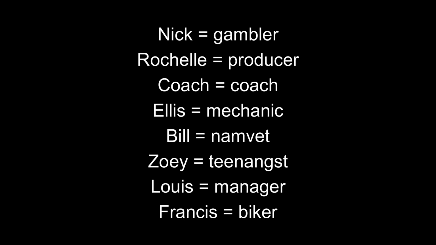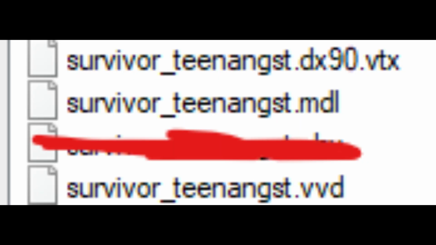Once it's loaded, click on the little magnifying glass to search for your survivor model. The model names for them aren't the same as their in-game names, except Coach, so the list of them can be seen on the screen here. For this tutorial I'll be using Zoe, so I type in survivor_teenangst, make a folder somewhere on your PC, it doesn't matter where, and extract the VTX, MDL, and VVD for your survivor. You can extract the PHY file as well, but I wouldn't recommend it.